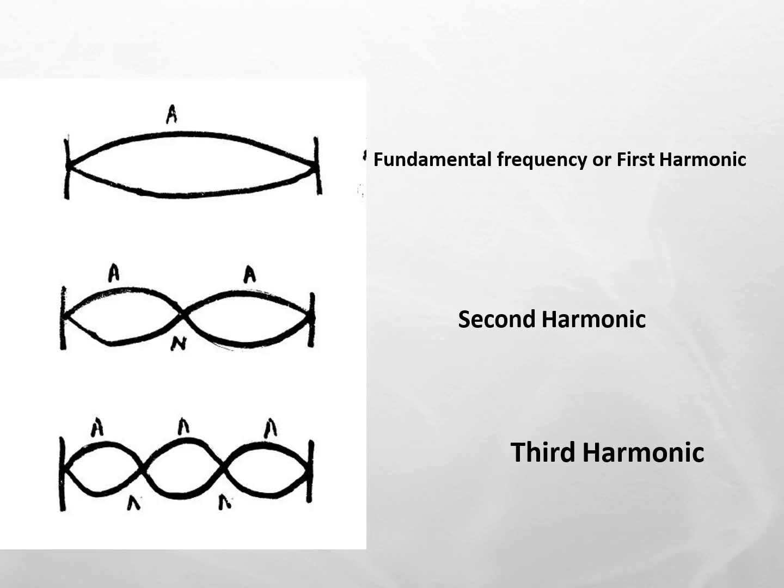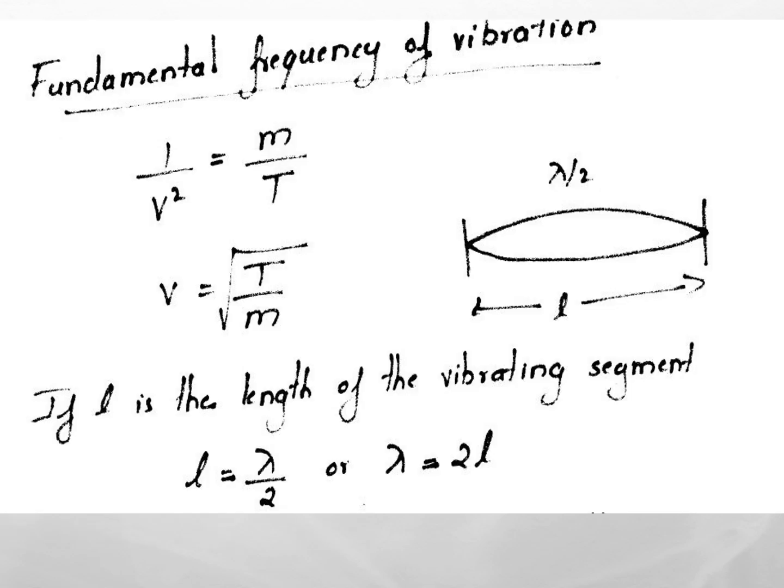You must be familiar with these figures. The first one shows the fundamental frequency or first harmonic. The second one shows the second harmonic, and then the third harmonic. Capital A and capital N denote the antinodes and nodes. In our essay, we have to find the fundamental frequency of transverse vibrations. So you have to take the first figure. So we are going to find the fundamental frequency of vibration.